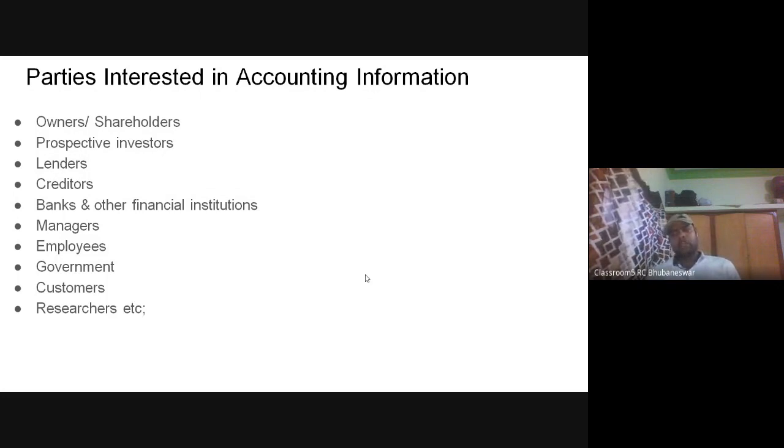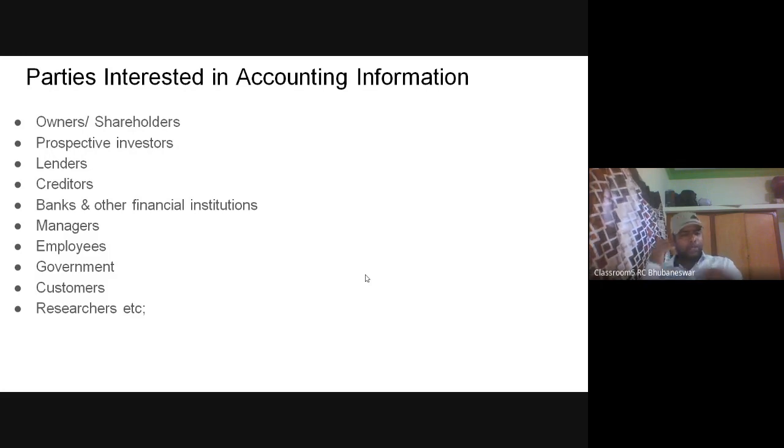Prospective investor means now he or she is not an investor of the business, but if he is deciding that I should invest in that particular company, then he will be interested in knowing about the financial information of that company. So accounting provides the financial information, and the prospective investors will take the help of this accounting information, and they will think whether to enter into that particular business or not, whether to invest in that business or not.